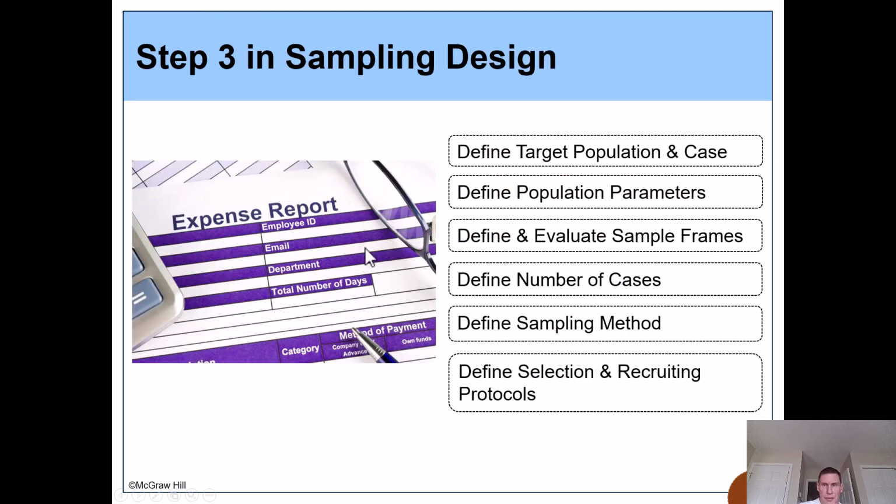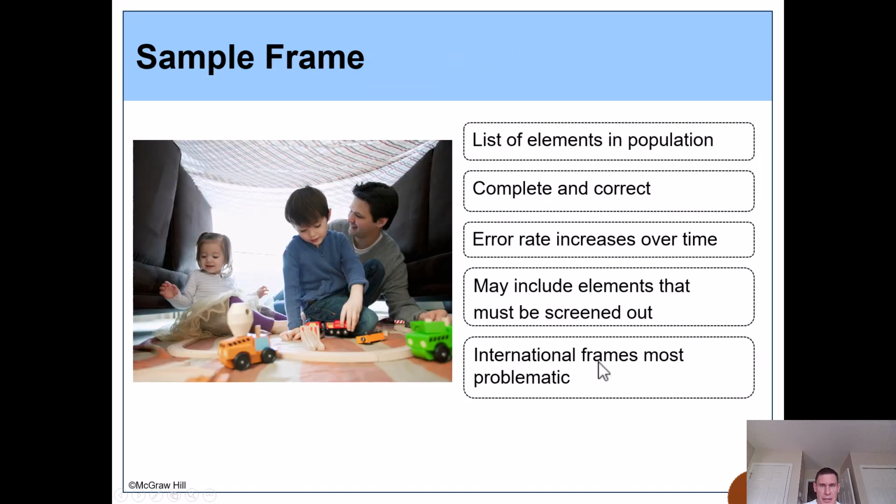So here we have a target. We'd start by defining the target population in case, define the population parameters, define and evaluate the sample frames, define the number of cases, and then define the sampling method, and then define, as we said before, the selection and recruiting protocols. I'll probably come back to the number of cases because if you're doing a quantitative study, that is very important.